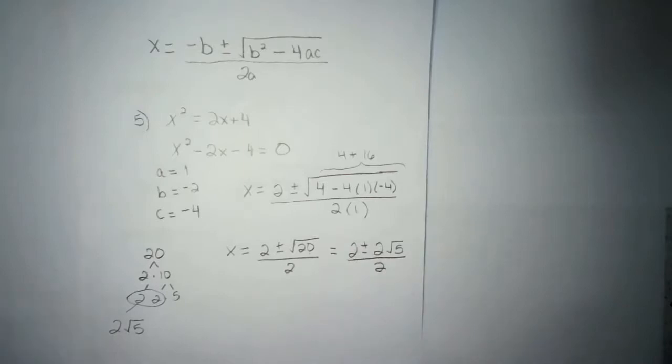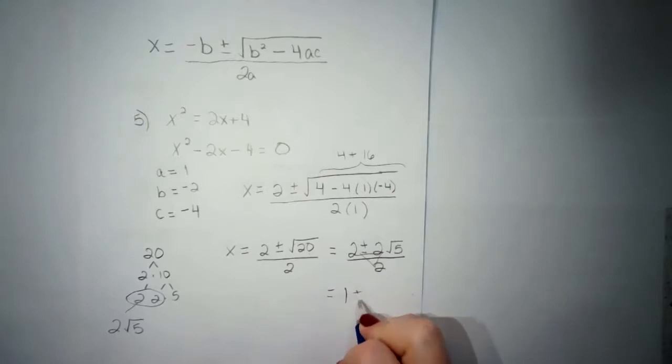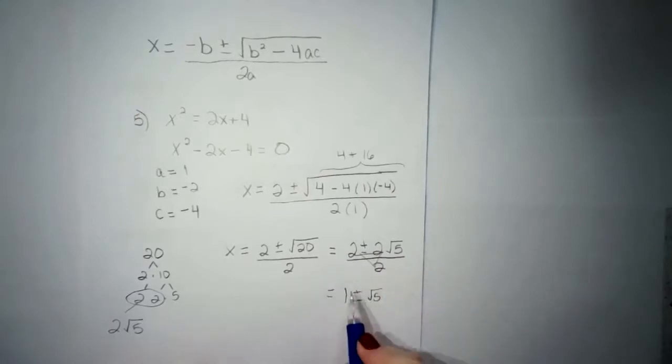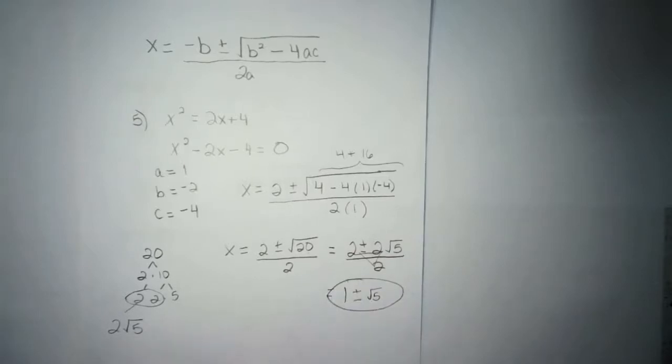Now we have ourselves a triangle. And I can divide every point by 2. And I'm going to end up with 1 plus or minus root of 5. And there's my answer. Okay? Is everybody okay with how we did that? All right, make sure you practice that.